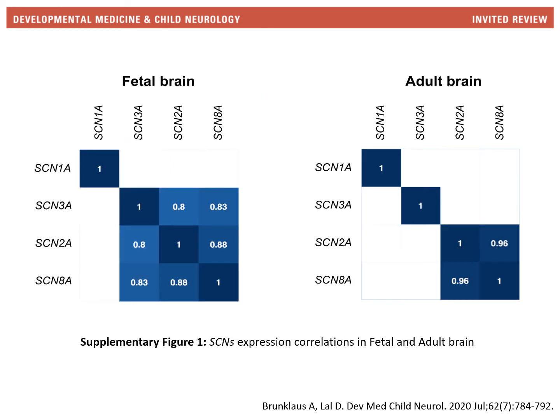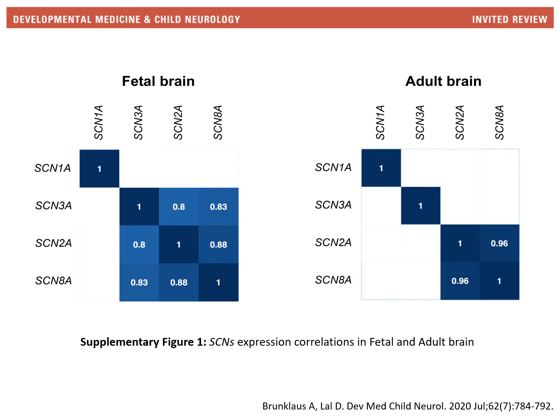We observe a clear pattern of SCN2A, SCN3A, and SCN8A presenting with gain-of-function effects in excitatory neurons, whereas SCN1A presents with loss-of-function effects in inhibitory neurons.